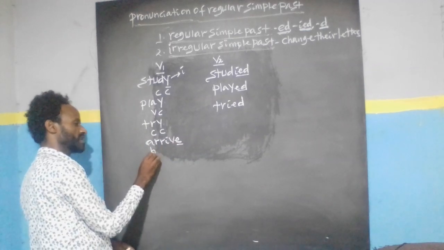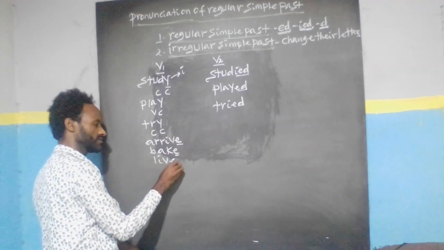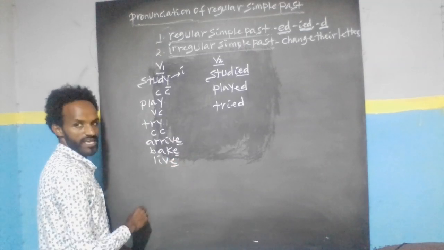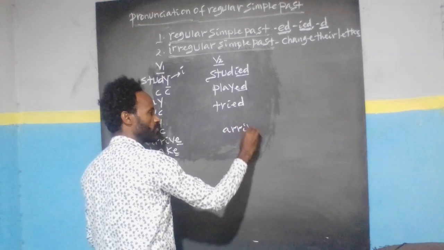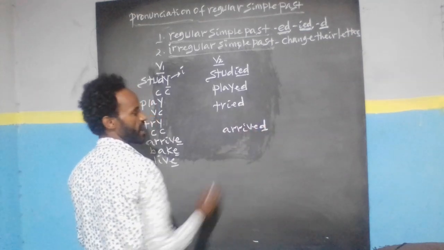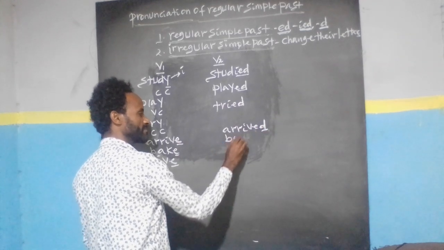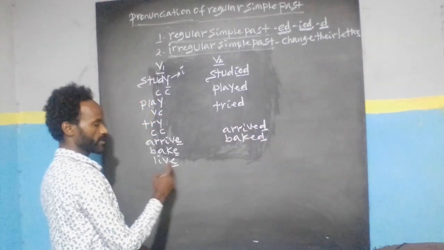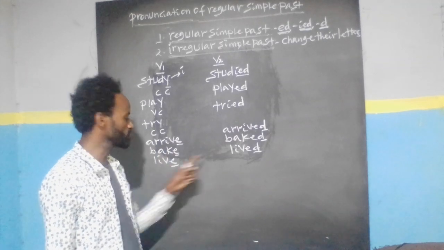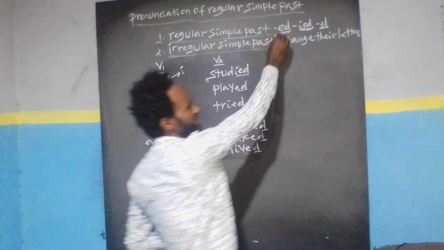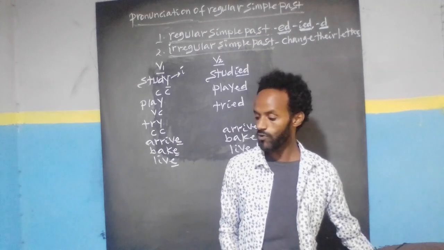Not only this one. For example, the verb bake ends with E, just like this one, and live. So there is E at the end of these three verbs. To make the simple past, we say arrived, for this one we add only D. Baked, you simply add only D. Lived, you simply add only D, because the verb itself ends with the vowel letter E. So ED, IED, and D are the suffixes that we add to the end of regular simple past verbs. Okay, class. That's the point I want to teach you.